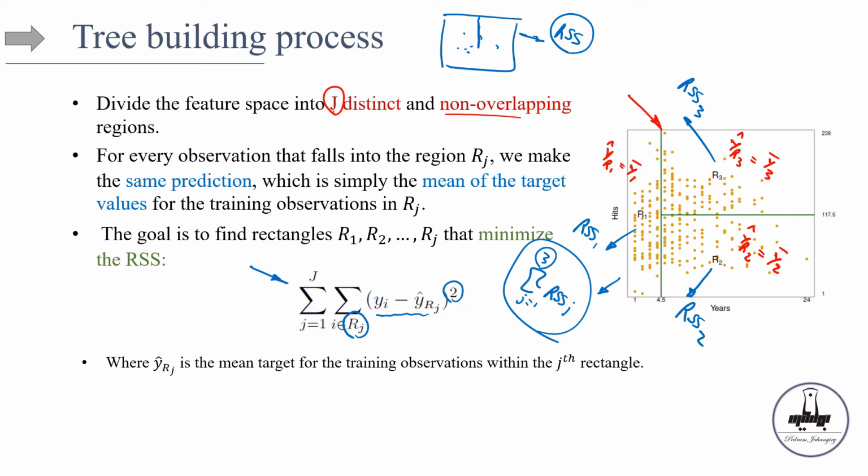Then you make the first split. So you have one RSS here, one RSS there. You add them together. If this summation is smaller than the previous RSS, you say, okay, I accept this split, I go down the tree.